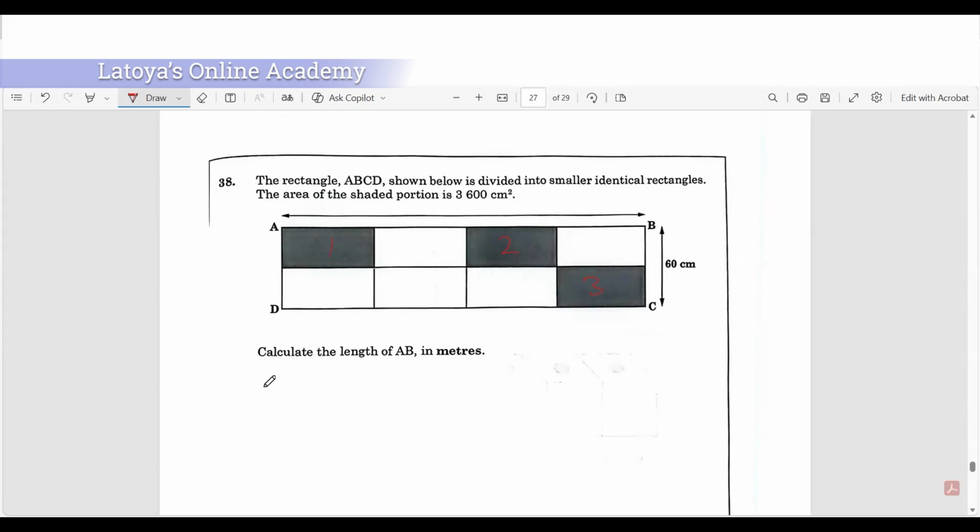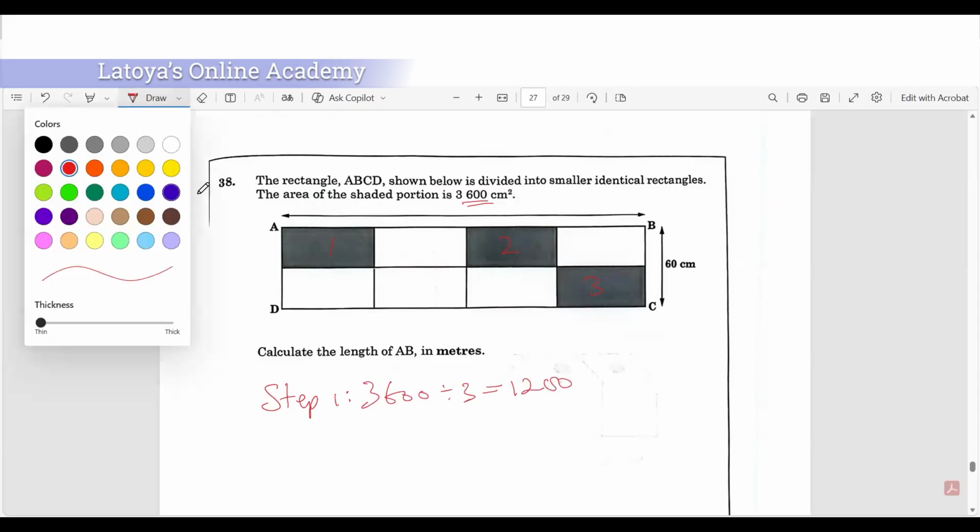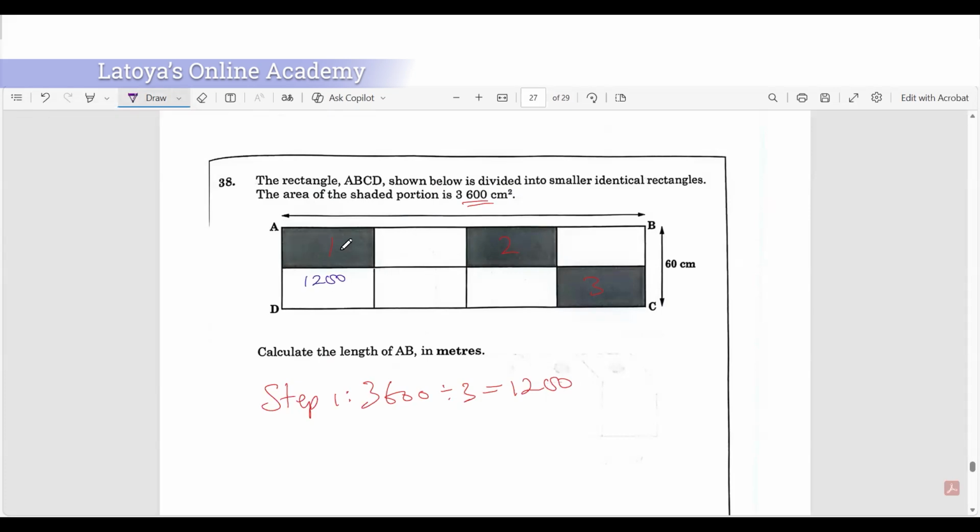What is going to be step 1? Step 1 will be to divide. Why would we divide 3,600 centimeters? We would divide it in 3 because the question told us that the shaded portion, which is 3 shaded portion, is equal to this. So to know the area of 1 shaded portion, we can divide 3,600 by 3, and 3 into 36 is 12. So we are getting the area of one of the shaded portion to be 1,200. So because they're identical, it means the area of each is 1,200.